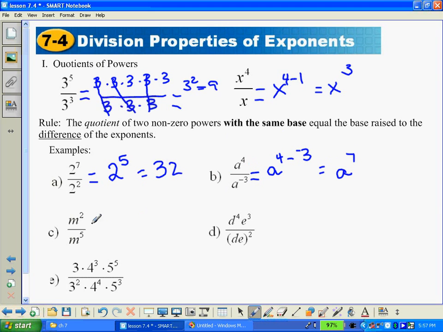Example C, again dividing, we have the same base. m to the 2 minus 5 would be m to the negative 3. The problem here is that the answer is not fully simplified. Hopefully you remembered you cannot leave an answer that has a negative exponent, so you have to go ahead and simplify that so you don't have any negative exponents. I want to show you another way to look at this problem, to think about it. So let me just get a new page real quick.